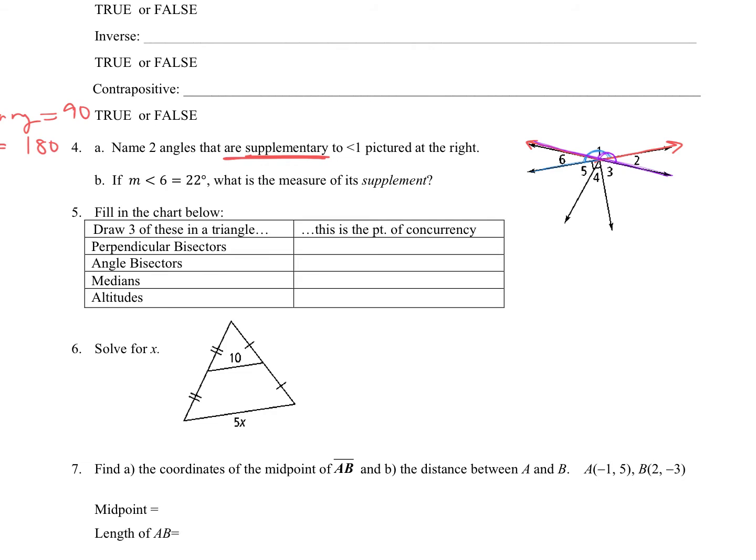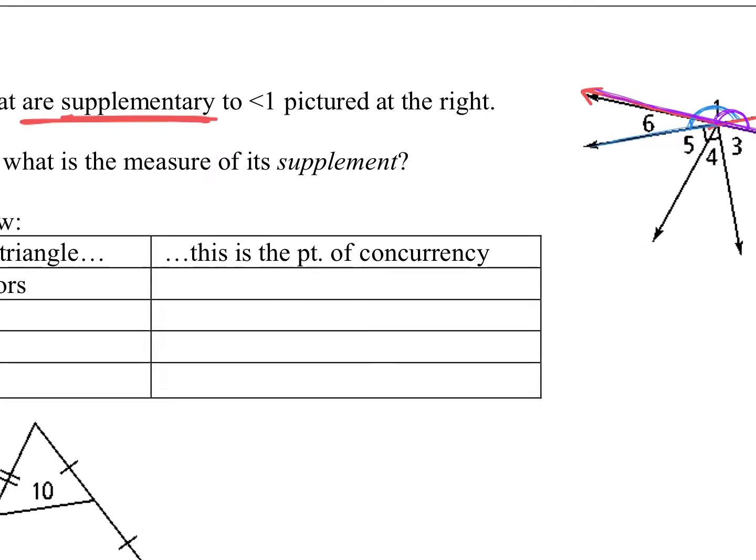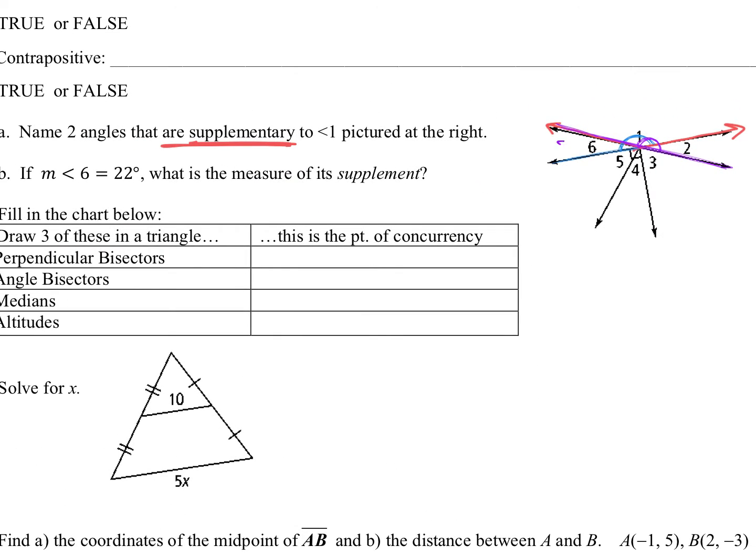Part B says if the measure of angle 6 is 22, what is the measure of its supplement? What do you have to do with that? 180 minus 22, right? We'll give you the measure of the supplement. So supplementary 180, complementary 90.